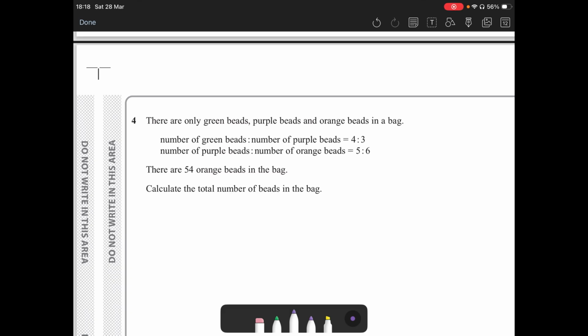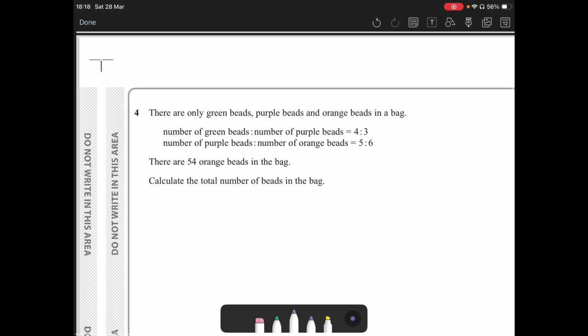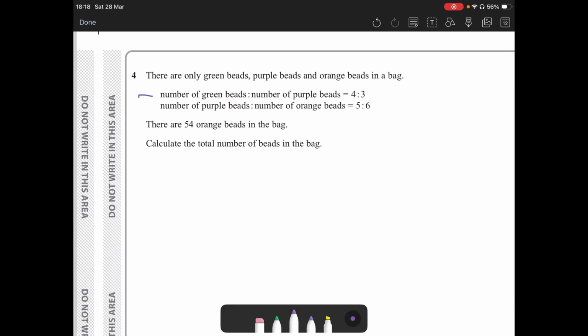Okay, so we call this connected ratios. The first line gives me the ratio of green to purple is 4:3. And the second one, actually, I'll represent this with green, so I'll rub this bit out here.